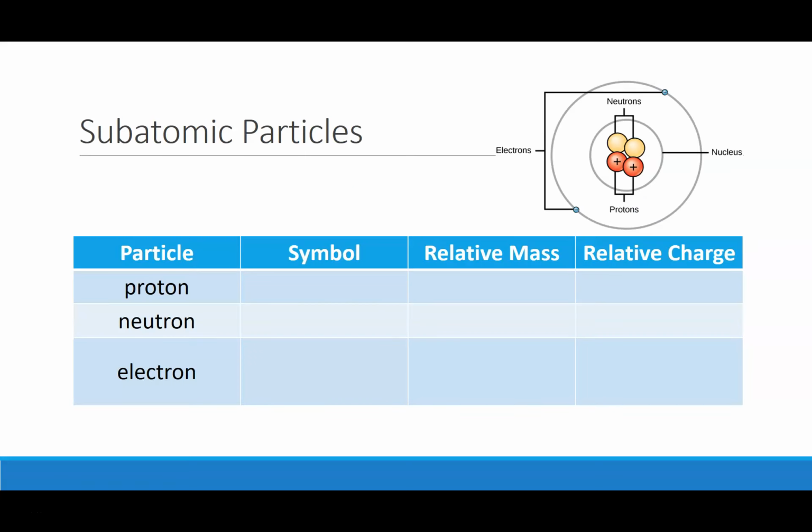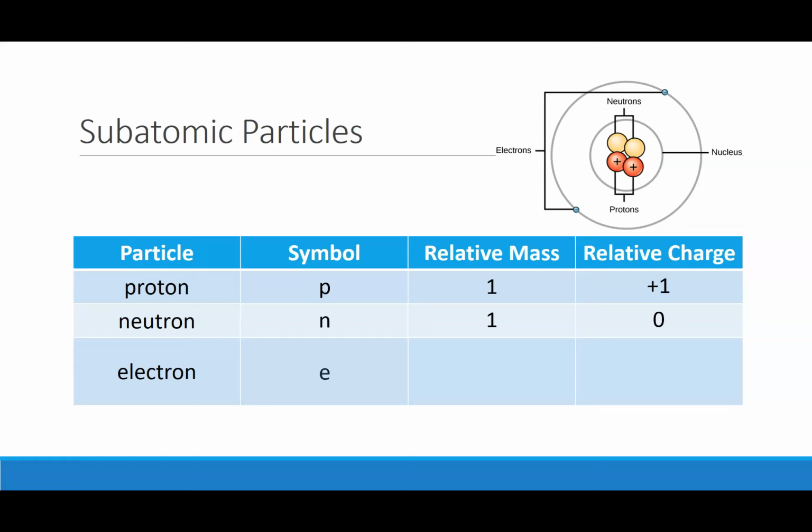The protons, neutrons, and electrons are the subatomic particles. The proton is symbolized with a lowercase p. Its relative mass is 1 AMU, and it has a positive charge. The neutron is symbolized with a lowercase n. Its relative mass is 1 AMU, and it is neutral, meaning it has no charge. Because the protons and neutrons are both in the nucleus, but the protons have a positive charge while the neutrons have no charge, the nucleus is positively charged.